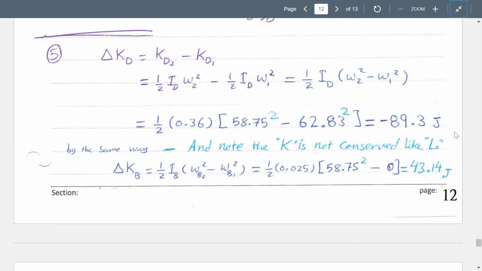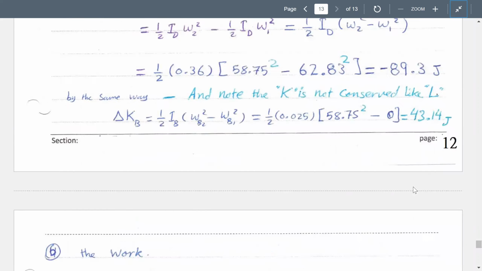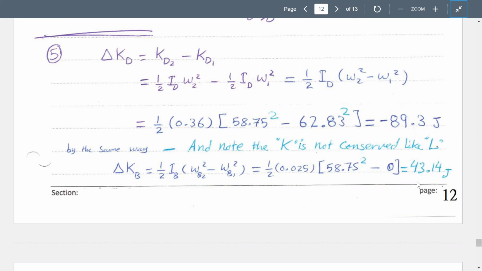So the lost energy by the disk is 89 joules. The energy gained by the ball is 43. It is almost half of the energy. So another part of the energy is lost in this experiment. Because of that, this collision doesn't conserve the kinetic energy. It is not conserved like the momentum. So it is an inelastic collision.